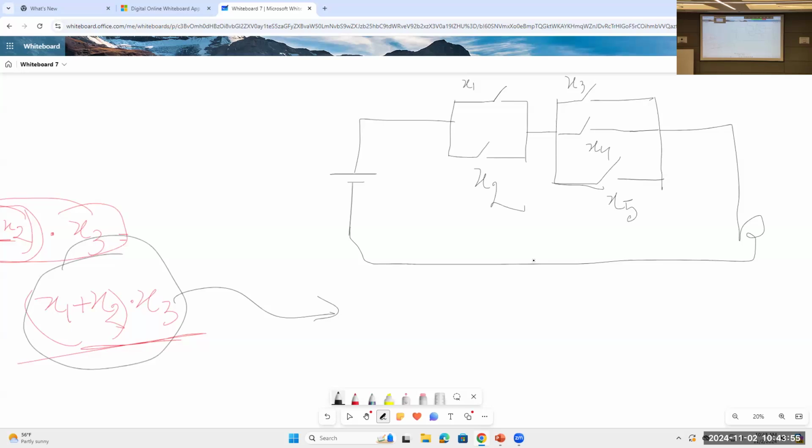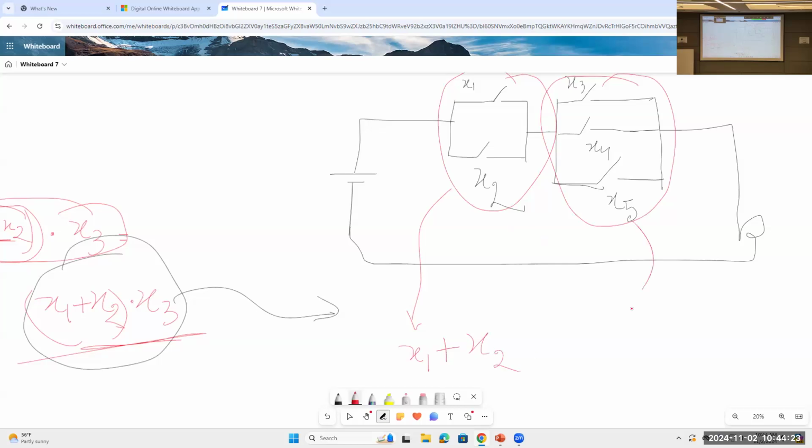I think you can do that, right? So x1 plus x2 multiplied by x3 plus x4 x5. Yeah, exactly. It's very simple, right? So we can see two clear portions, this portion and this portion. I can write this circuit as x1, because they are parallel connected, we can write this as x1 plus x2.